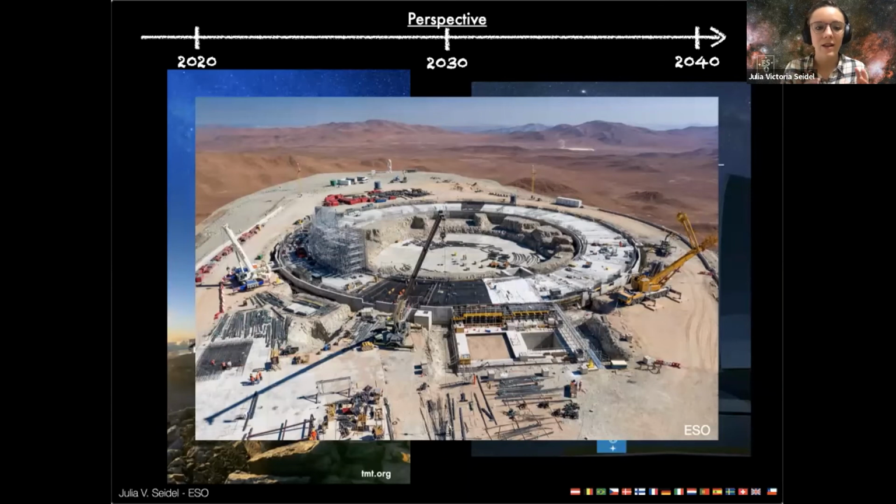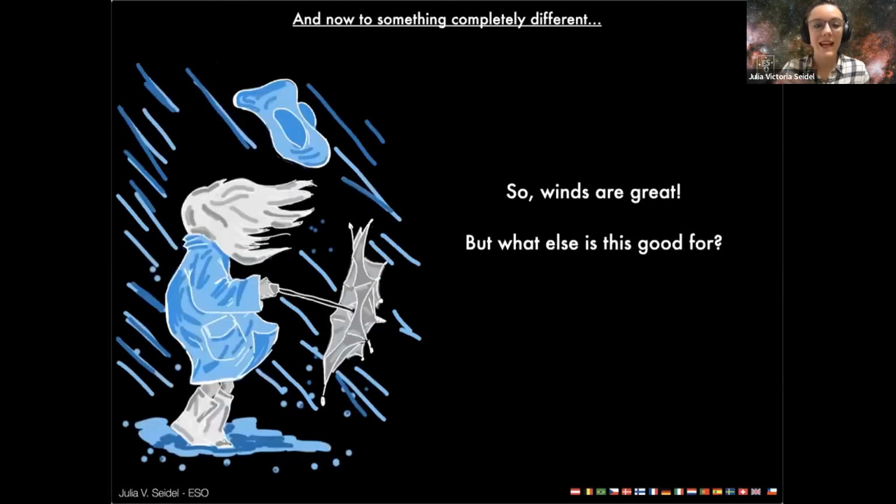So right now, this start of the dome that you see on the left has extended all around the ring. And the base work for the ELT here is really making a lot of progress. I'm very excited for that. Okay, and now to something completely different.